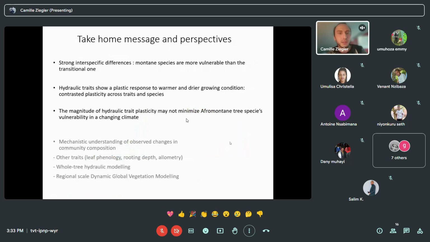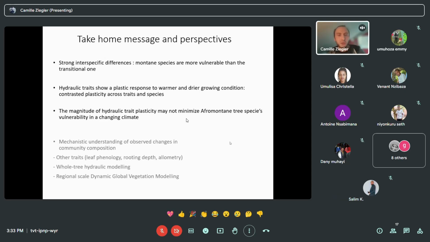So what can we retain from this study? We showed strong interspecific differences across species. Mountain species appear to be more vulnerable than the transitional one. We also showed that hydraulic traits show a plastic response to warmer and drier conditions. But we saw that there was contrasted plasticity across traits and species. They don't all respond the same. And for me, I think the most important is that the magnitude of hydraulic trait plasticity may not minimize Afro-mountain tree species vulnerability in a changing climate.